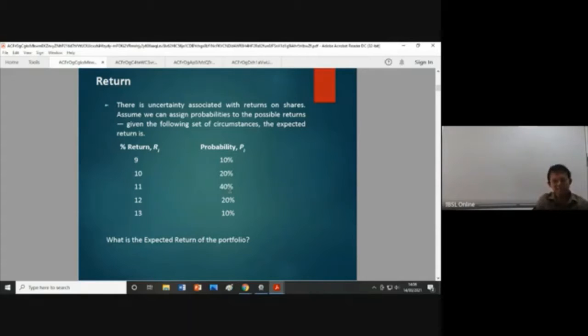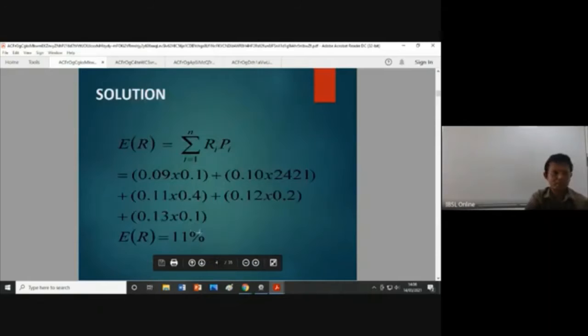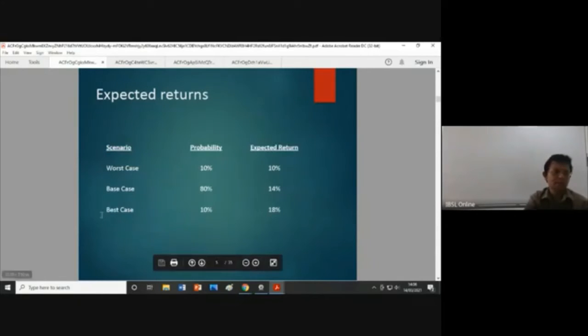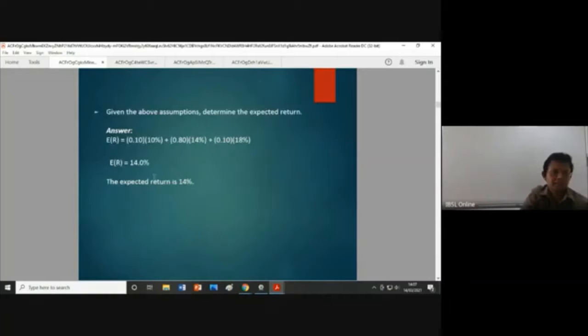What do you mean by standard deviation? It is the deviation from the expected return, which we call what? The risk. You expect this one gives 11%. Now this is another one. When you are doing questions, you get this kind of worst case, best case, base case. So different scenarios, different rates. 14% is the expected return.